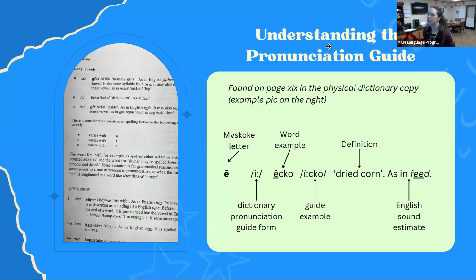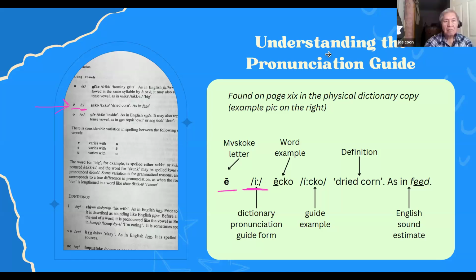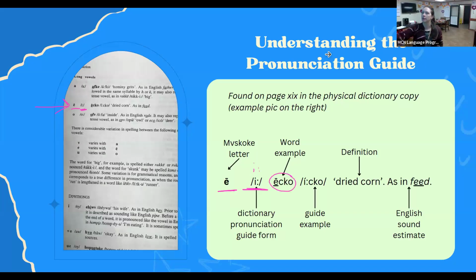So here, the first thing you'll see is your Mvskoke letter. I'm actually using the entry right here. So this is the Mvskoke letter, E, the line number. This is how you're going to see it in the dictionary pronunciation guide. From here on out, I usually call it the guide, but it's the dictionary pronunciation guide. Also right there, when you see I with a colon, it means E, E. Then you see an example of a word.